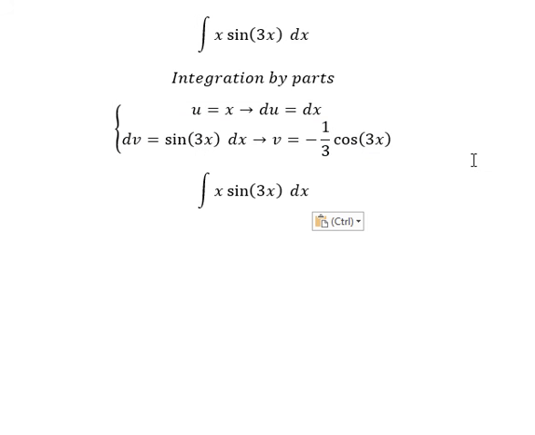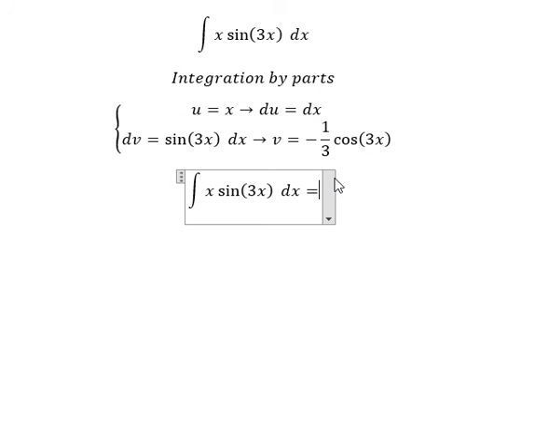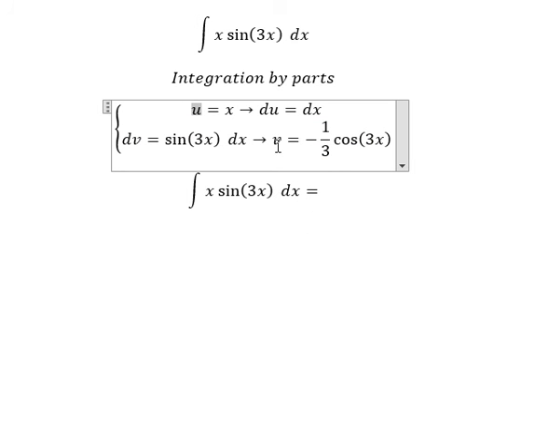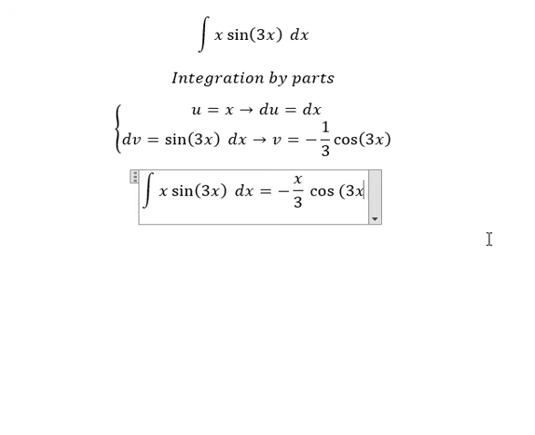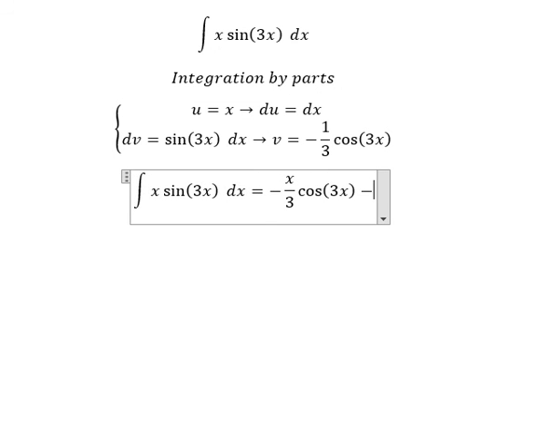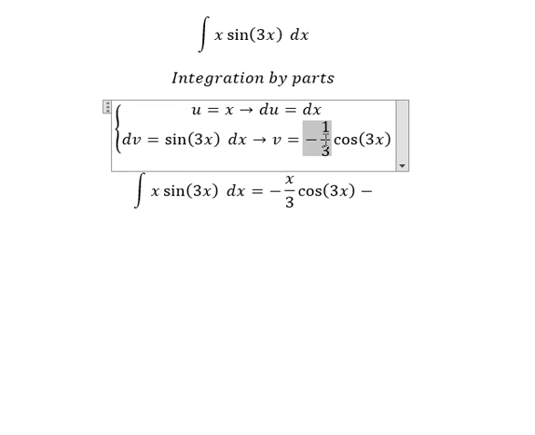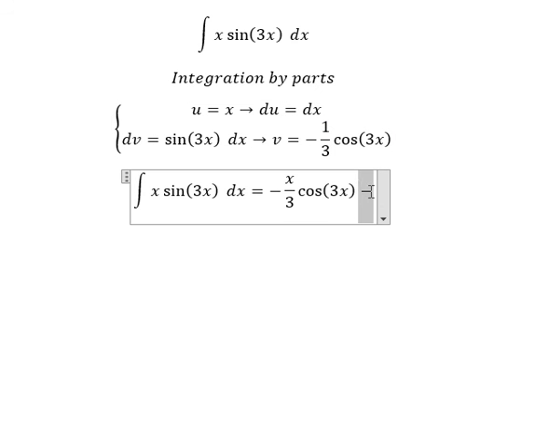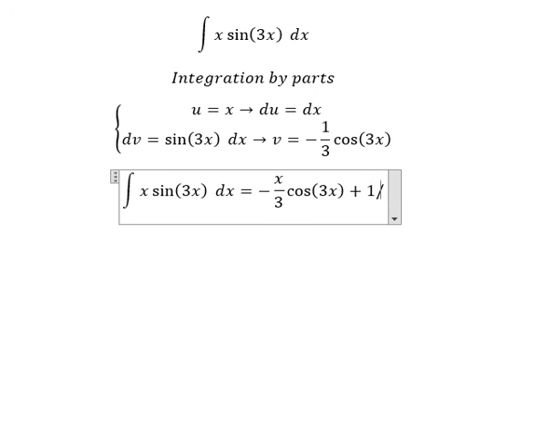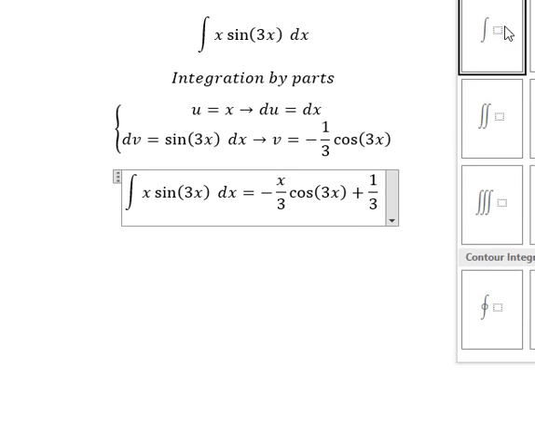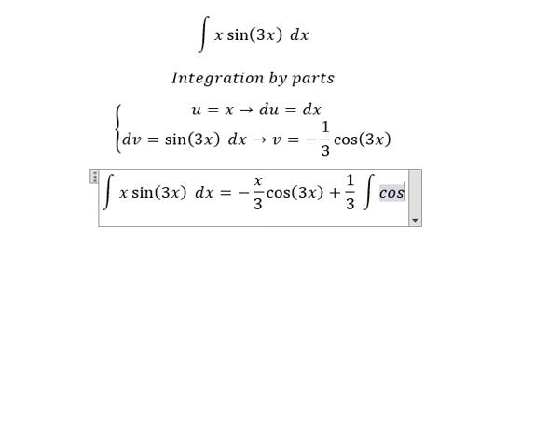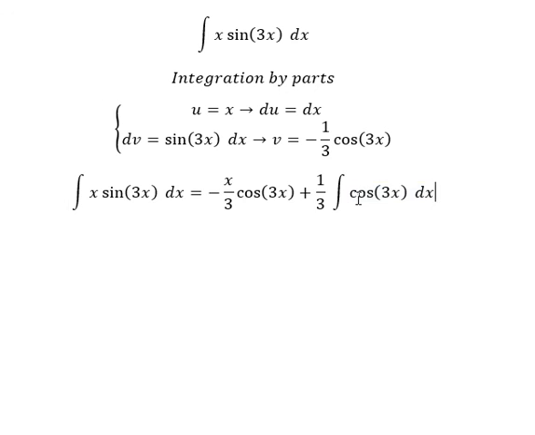Next we have u multiplied by v, this one multiplied by this one, and we have negative s over 3 cosine 3s minus the integral of v du, so negative 1 over 3 with negative, so we have positive 1 over 3, and now we have the integration of cosine 3s ds.